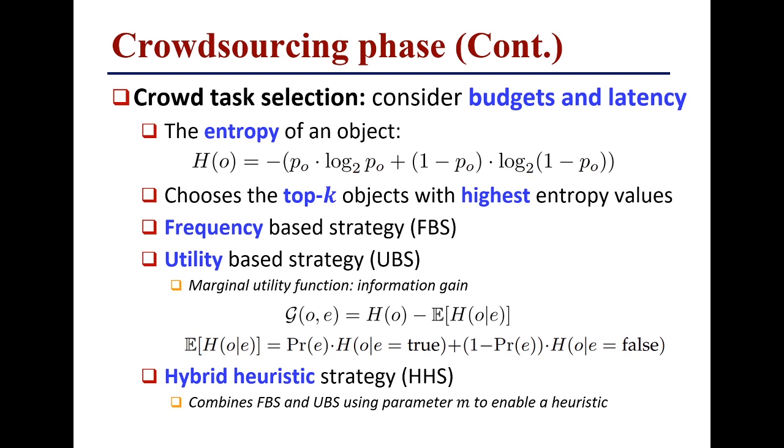In addition, the hybrid heuristic strategy combines the advantages of FBS and UBS. HHS introduces a parameter M to enable a heuristic in order to control the computation cost.